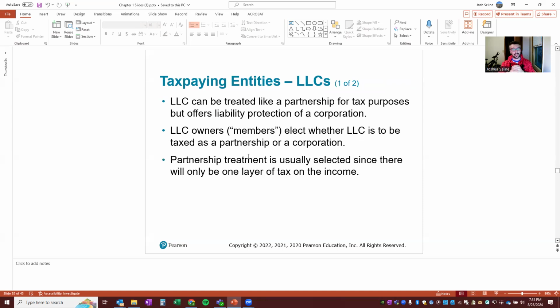LLCs, limited liability companies. An LLC can be treated like a partnership for tax purposes. LLC is more of a legal definition than it is a tax definition. You can have sole proprietorships, partnerships, and S corporations that aren't LLCs. An LLC is a veil. It's just saying, hey, after this, you can't come after anything of mine personally.